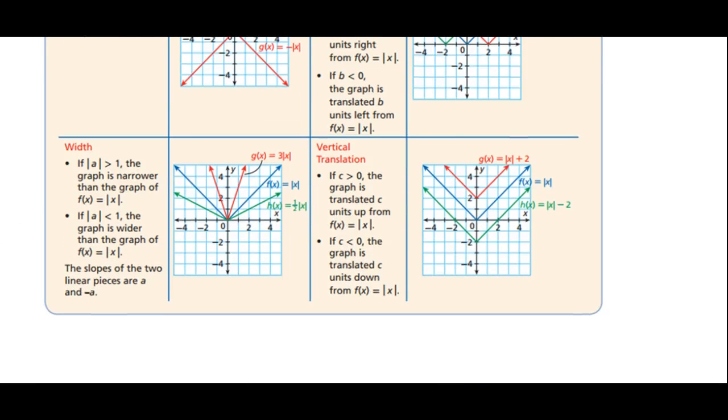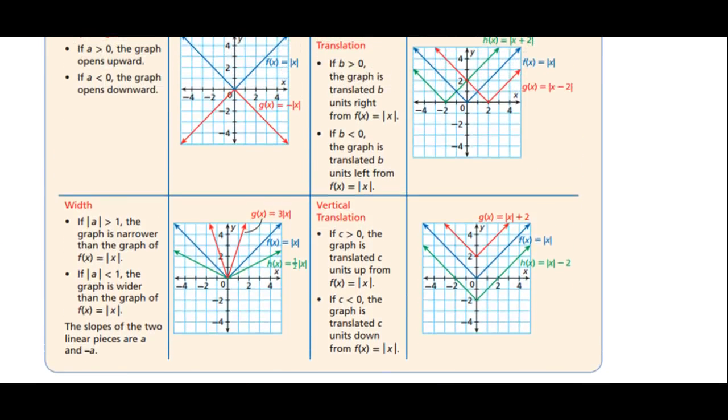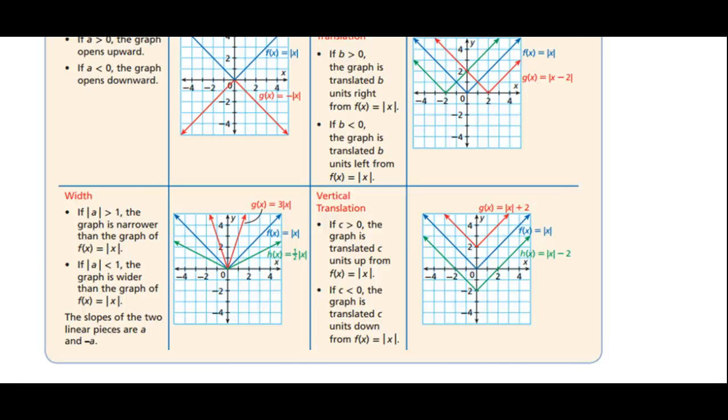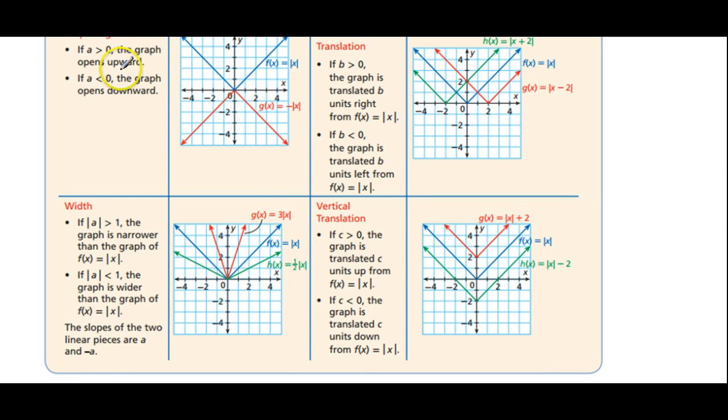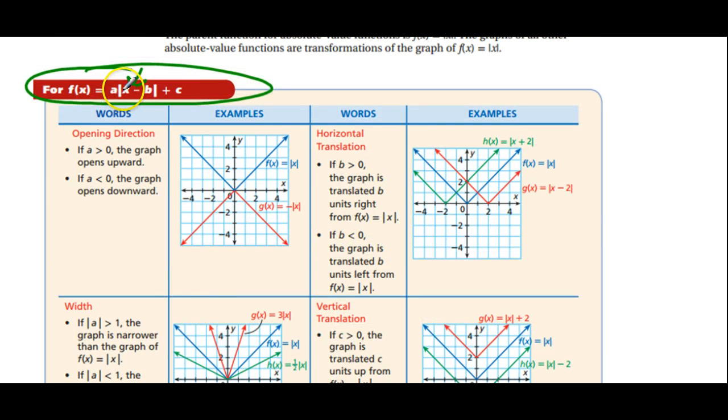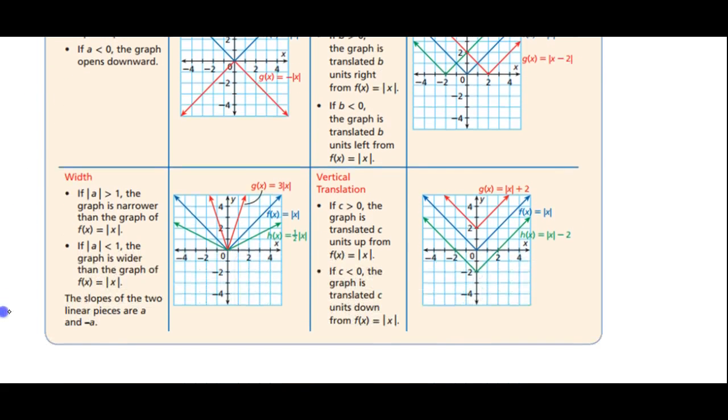Okay? The width also depends on the A value. Now, that A value on the outside can make it steeper. So remember, with slopes, the larger the number, the steeper it is. The smaller the number or the closer to 0, the flatter it is. Okay? Now, that actually can happen with the A value on the outside, or if I were to multiply the X by something inside here, that also can change the slope of the lines.